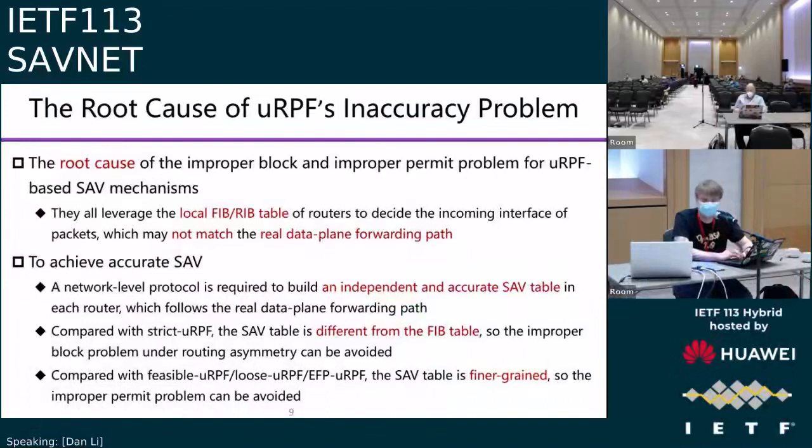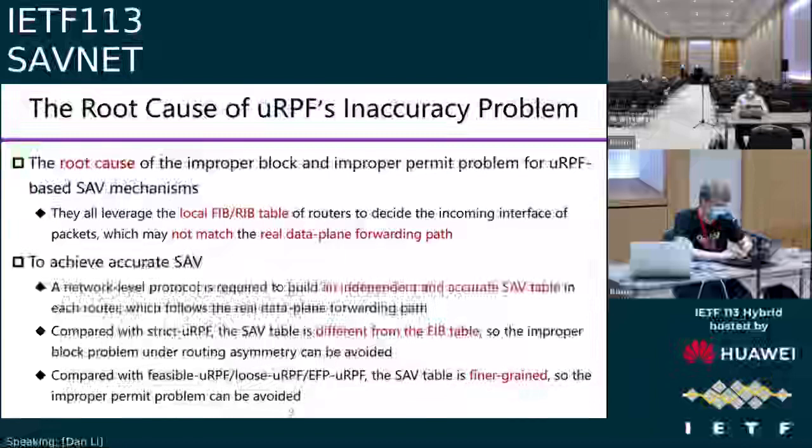But in EFP-URPF, although there is some communication between the border routers in the AS, if we just abstract the AS as a single node, it's still information exchange within a single node. So we still regard EFP-URPF as a node level technology. But we want to propose a network level protocol, the concrete idea of which will be presented in the next presentation. But generally, at the intradomain level, the network level protocol will run between routers in the AS. And at the interdomain level, this protocol will run between different ASs.